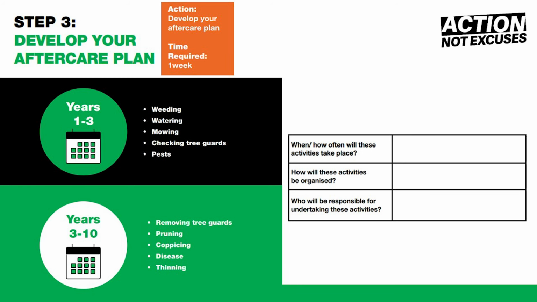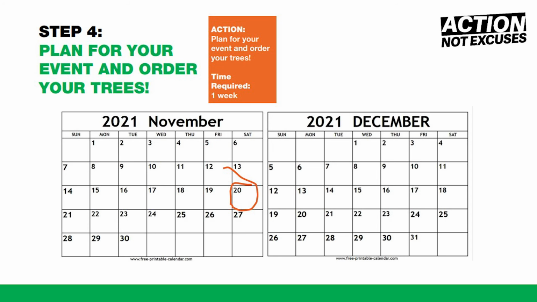That should be a fairly straightforward task, just involves sitting down with a pen and paper, having a little think, and having a chat to the people who are involved in the care of the land that you're planning to plant on. Once that's done, we can really then start thinking about planning for the event itself. Now, as I've said, we're really aiming for as many tree planting events between the 1st of November and the 31st of December as possible.